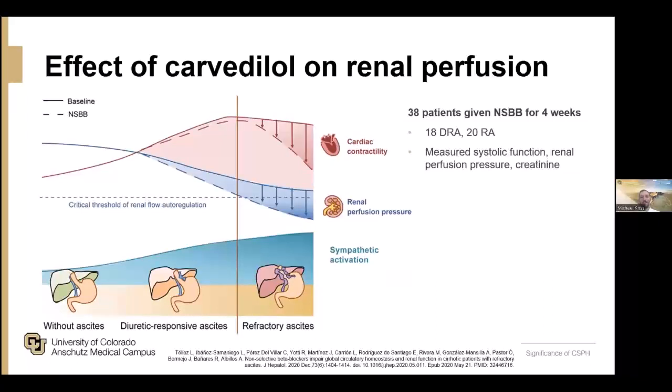And the concern is that if you blunt the cardiac function with a non-selective beta blocker, and or you blunt sympathetic activation with carvedilol, that you will then in turn drop these patients below a threshold of autoregulation and precipitate renal dysfunction. So this study, while small, included only 38 patients, was really quite instrumental in establishing this as a problem. And they had 18 patients who had diuretic responsive ascites and 20 that had refractory ascites. And they measured essentially a marker of systolic function, renal perfusion pressure, creatinine, and several other cytokines.